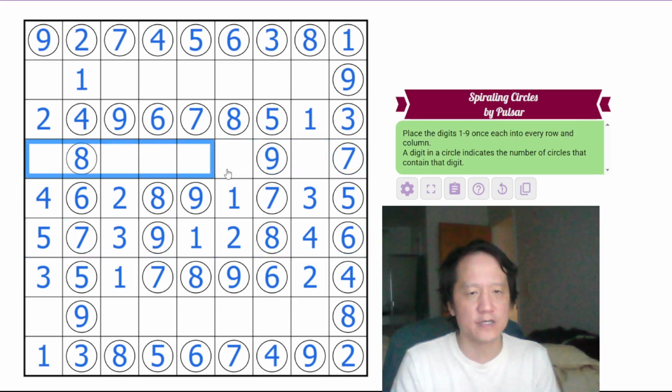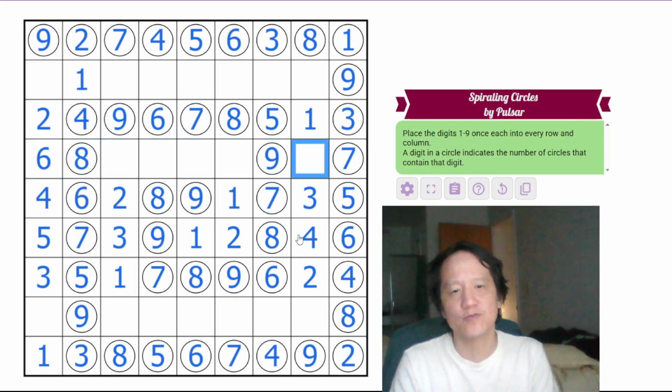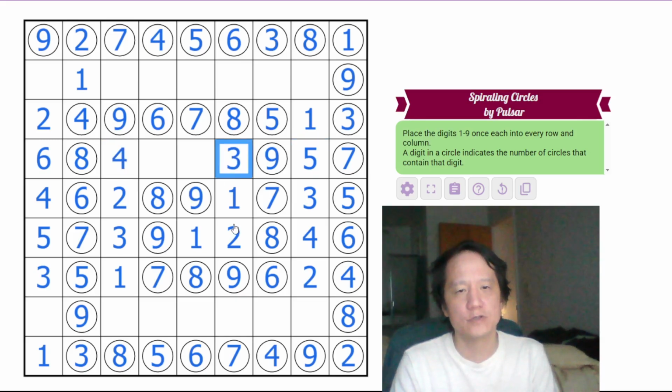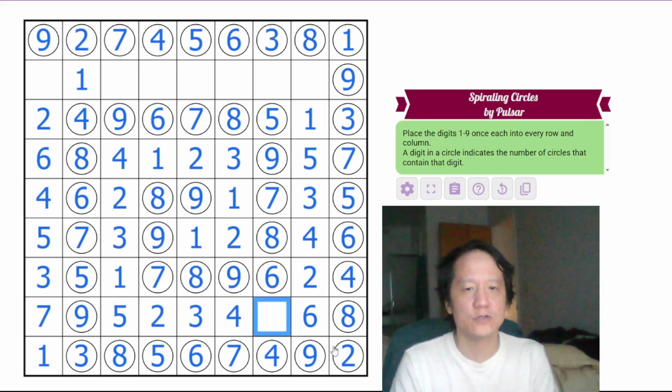6 remaining cells. This can't be 1 through 5, so this is 6. This can't be 1 through 4, so it's 5. This can't be 1 through 3, it's 4. This can't be 1 through 2, so it's 3. This can't be 1, so it's 2, which makes that 1. 7 remaining cells. This must be 7. This must be 6. This is 5. 4, 3, 2, and 1.